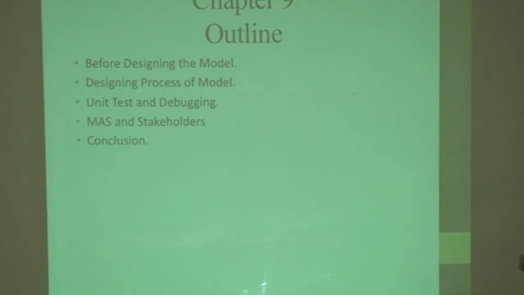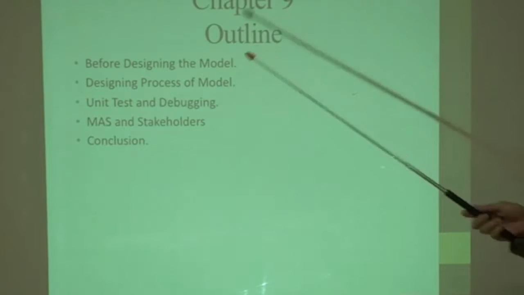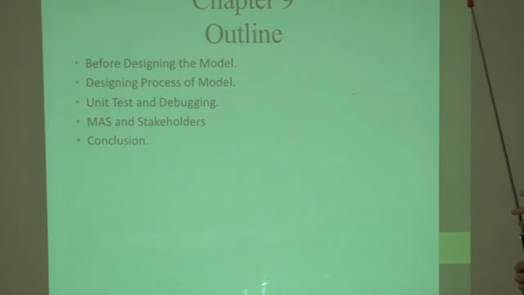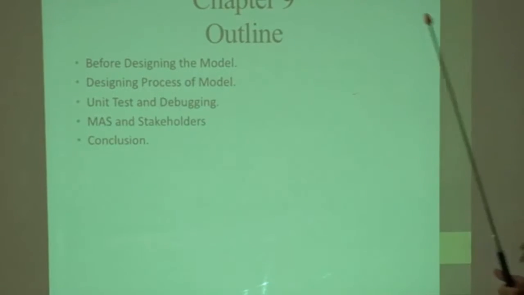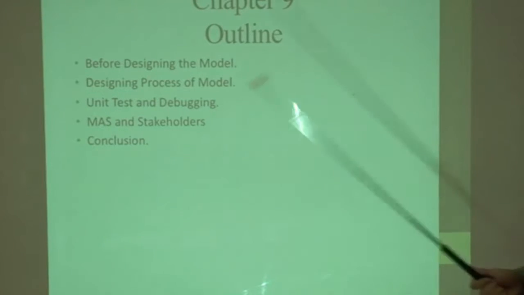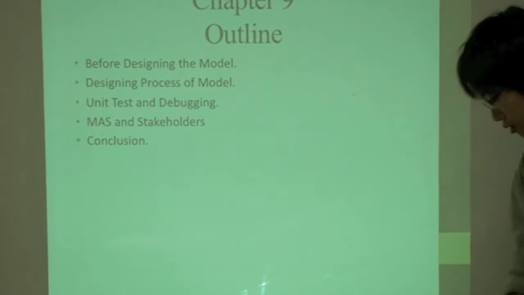This is the chapter 9 outline. First, I explain what we should do before designing the model, and what the designing process of the model is, and what unit testing and debugging are, and multi-agent simulation and stakeholders. In the last part, I explain the conclusion.